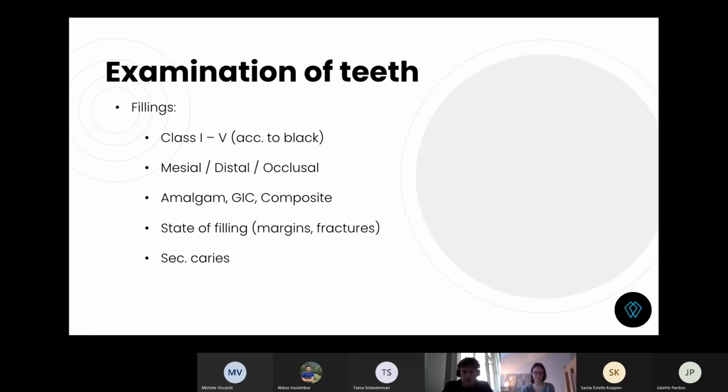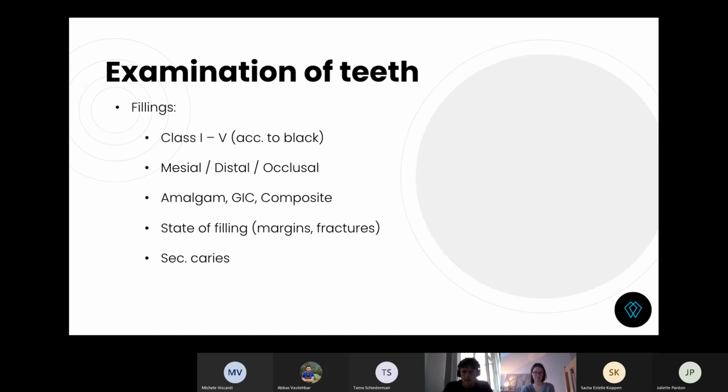Okay, so now to fillings, probably one of the most common findings in the examination. Of course, in the examination paper, you just write down filling, but for yourself, you should always think what kind of filling it is. Also, if you use the index DMFT, you should know if it's mesial, distal, occlusal, which class according to Black, for example, which material, amalgam, glass ionomer, or composite, and also the state of the filling.